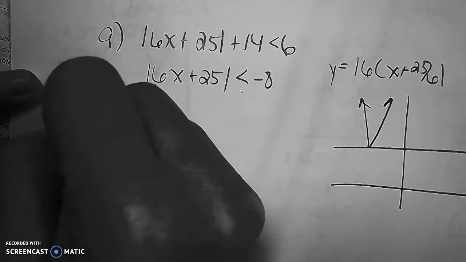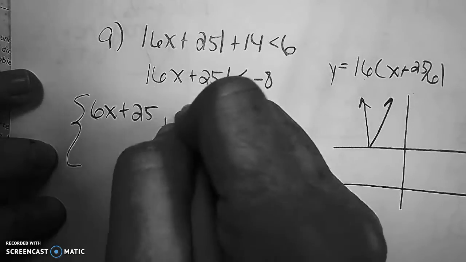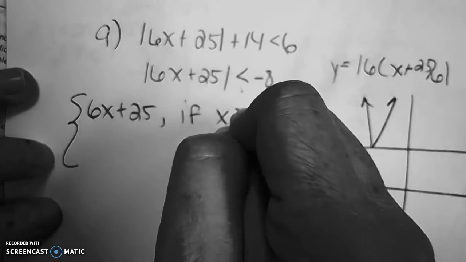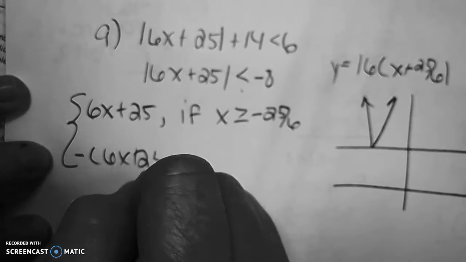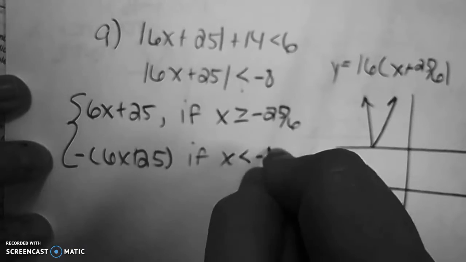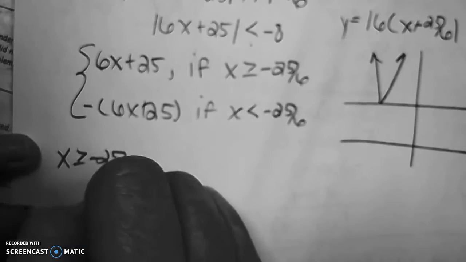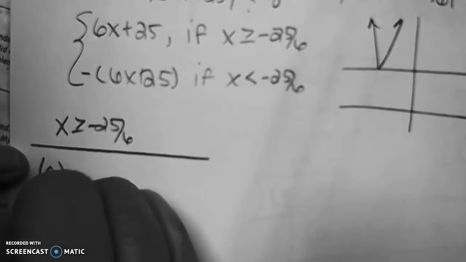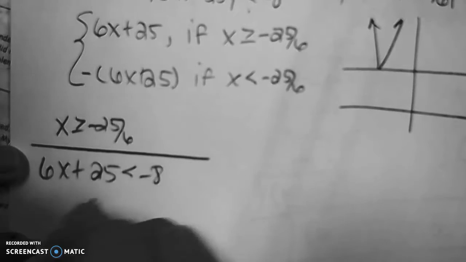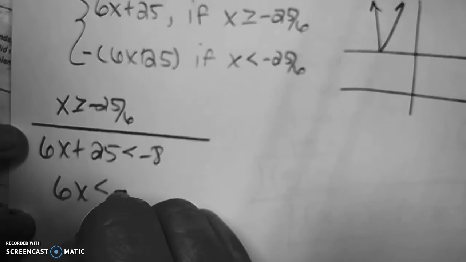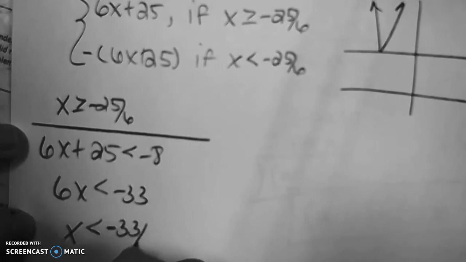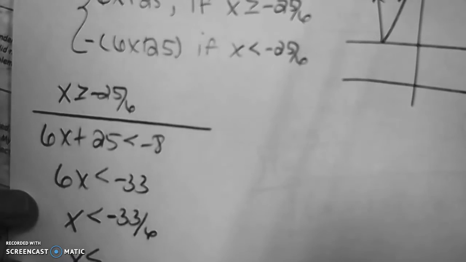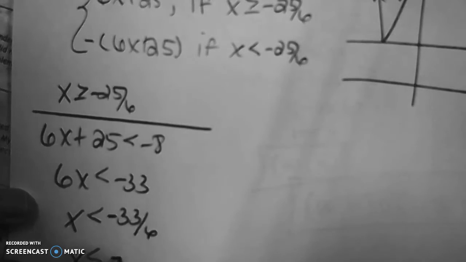So that would also be all real. But let's say you did the algebra. So 6x plus 25, and that will be if x is greater than or equal to negative 25 over 6. And the opposite of 6x plus 25 if x is less than negative 25 over 6. So let's write our two inequalities here. So my first inequality, 6x plus 25 is less than negative 8, will be 6x is less than negative 33. X is less than negative 33 over 6. And so let's see, I can cancel a 3 out of those, negative 11 halves.